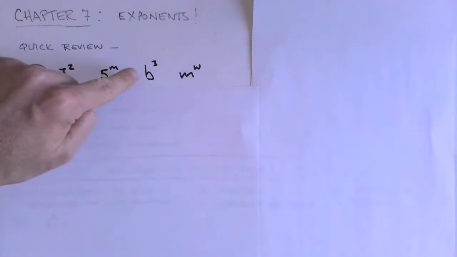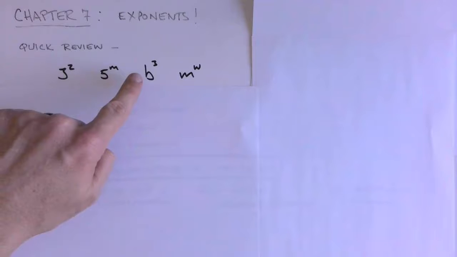Here are 3 or 4 examples of an exponential expression. You can have the exponent have both numbers, they could be both letters, or they could be one of each. So this first one is 3 to the second power, or we'd usually say 3 squared. The second one we'd say 5 to the m. The third one we'd say b cubed, or b to the third power. And this last one we would say m to the w. So you need to be comfortable that sometimes the base will be a variable, sometimes the exponent will be a variable, or sometimes they'll be both variables or both numbers.